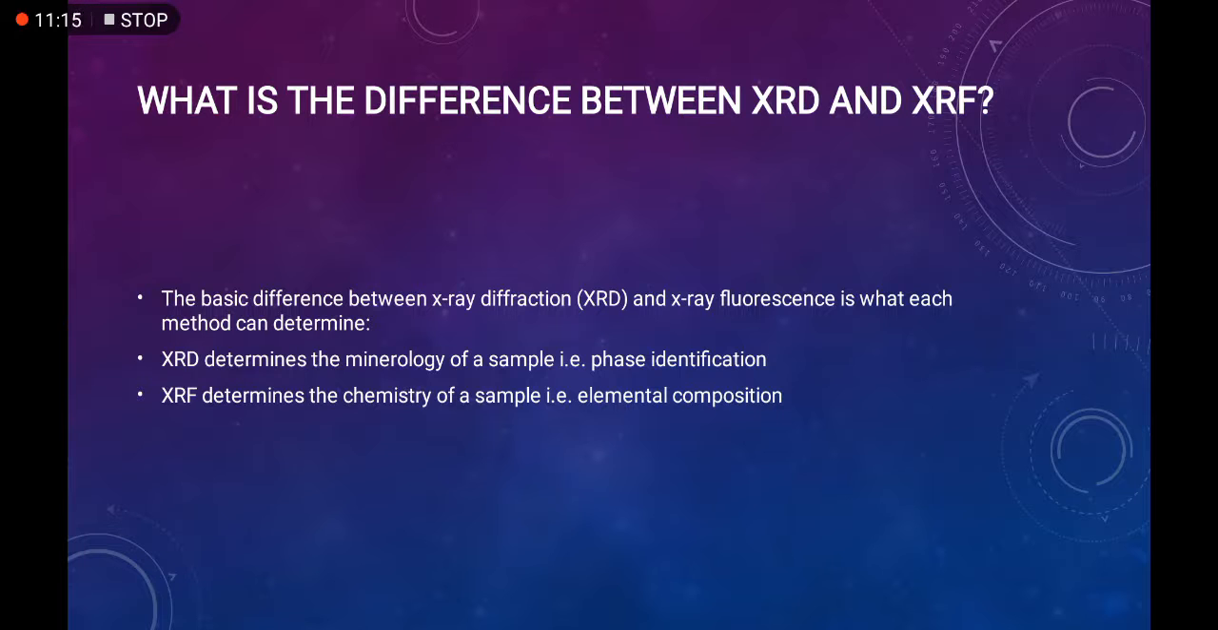The basic difference is shown in this slide: XRD gives the mineralogy of the sample, phase identification, and XRF determines the chemistry of the sample, which is elemental composition. In XRD, we can have compound analysis, which, for example, contains Fe2O3 versus Fe3O4, and polymorphs of CaCO3, calcite versus aragonite versus vaterite. And in XRF, there is elemental analysis, which contains only Fe, iron, or calcium, Ca.